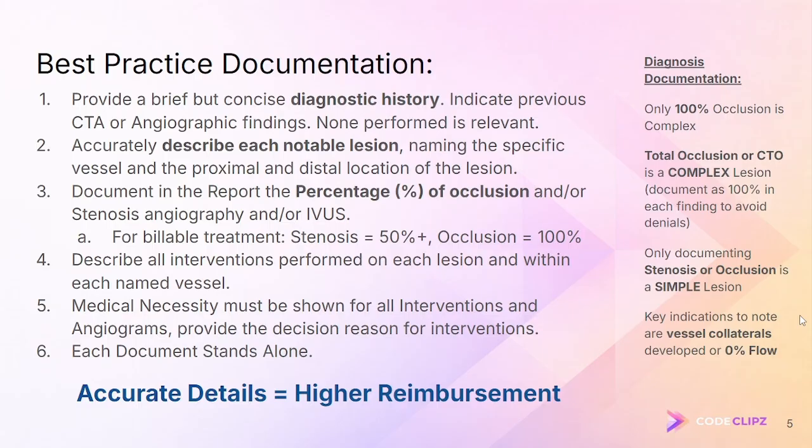Now, the best practice for documentation can be summarized as appropriate for these codes. One thing that I noticed that isn't always there is a diagnostic history. We want this to be brief but concise. It can indicate previous angiographic findings or CTAs. And if none has been performed, then you can simply state that, and any diagnostic angiographies that are done in your office can be billed.